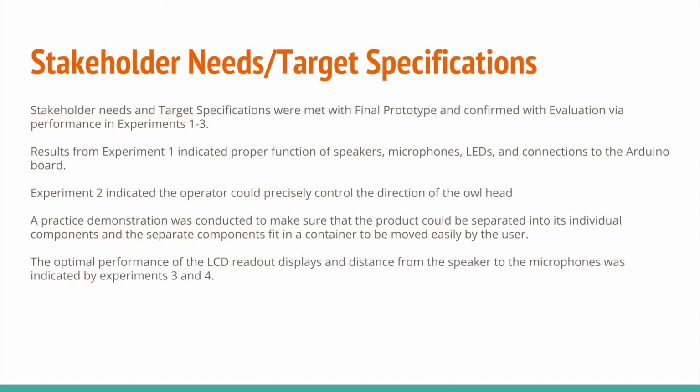Stakeholder needs and target specifications were met with the final prototype and confirmed with evaluation via performance in experiments 1 through 3. Results from experiment 1 indicated proper function of the speakers, microphones, LEDs, and connections to the Arduino board. Experiment 2 indicated that the operator could precisely control the direction of the owl head, and a practice demonstration was conducted to make sure that the product could be separated into its individual components and that they could all fit into a container and moved easily by the user.